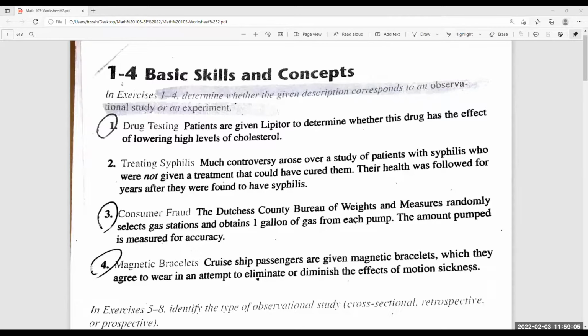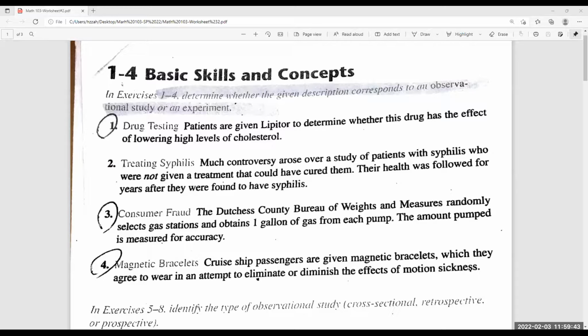Any question? The next one. More controversy arose over the study of patients with syphilis, who were not given a treatment that could have cured them. Their health was followed for years after they were found to have it. Is it observational? It's observational, because you're just reading this as a report, they observe. They've been under observation for years to see whether you have it. Okay, it's going to be observational.